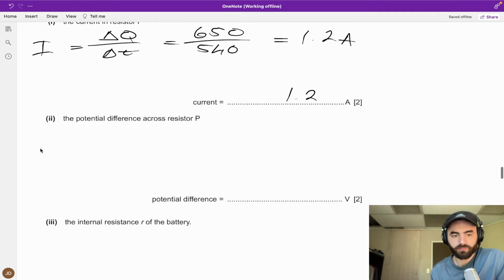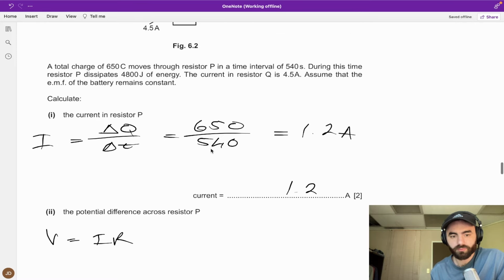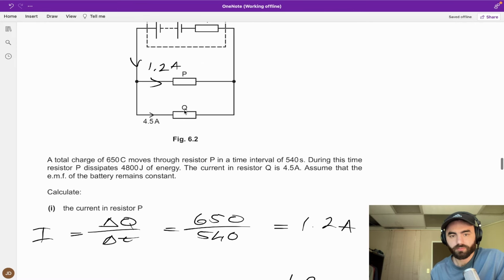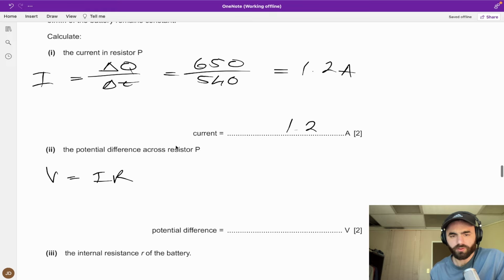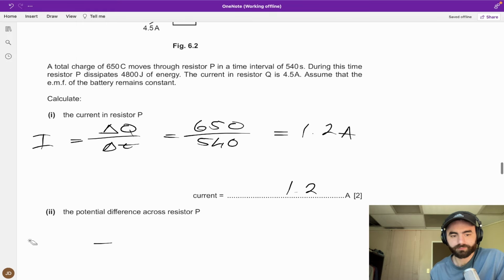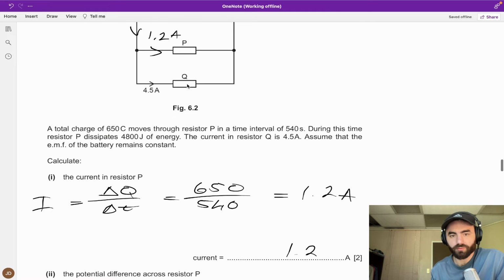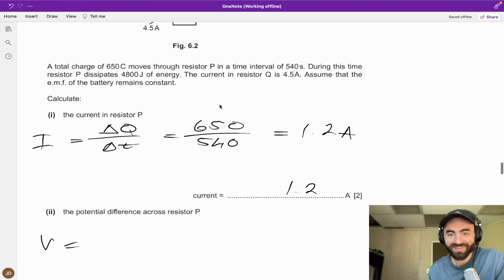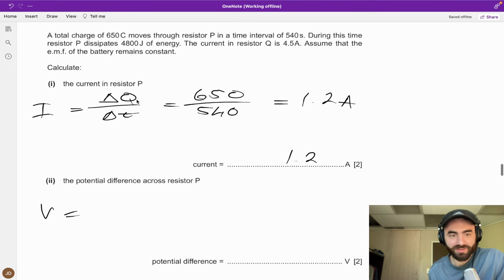P equals IR? No. V. Why not V equals IR? Well, I don't know what the resistance of P is. So V, we have the energy dissipated. So this is V equals change in W over change in Q. How much energy per unit charge?